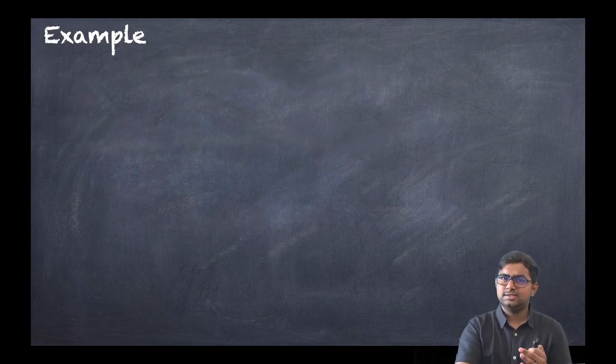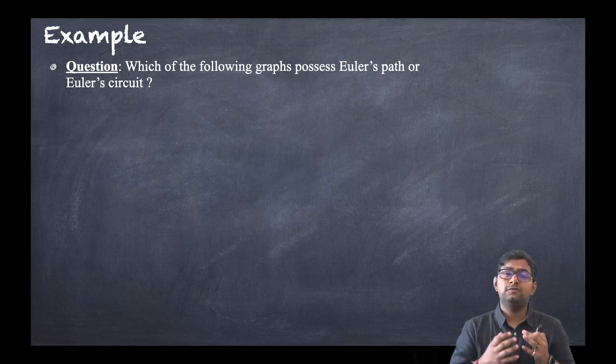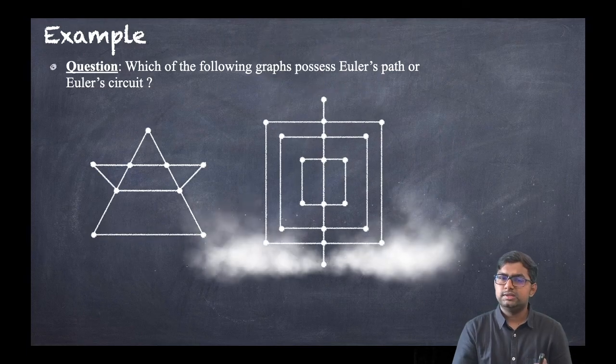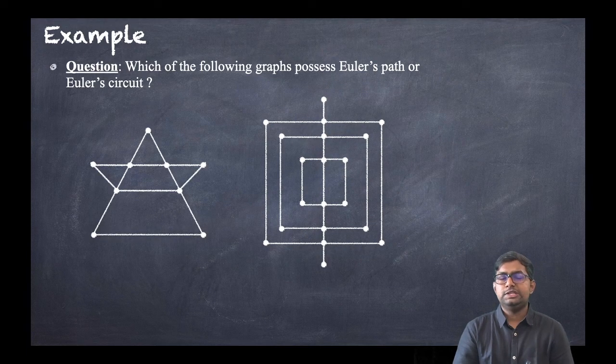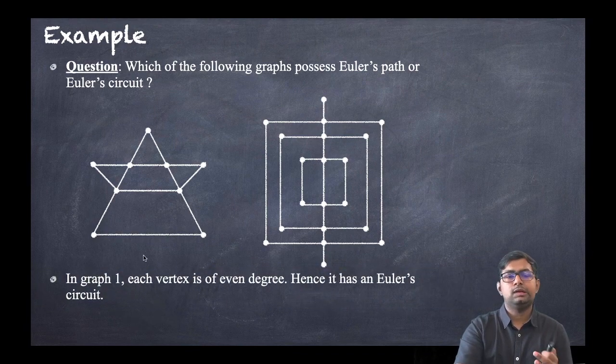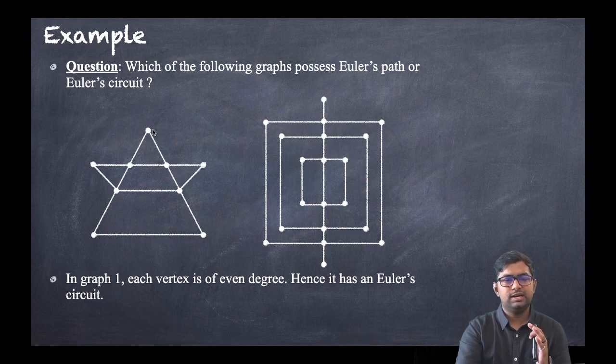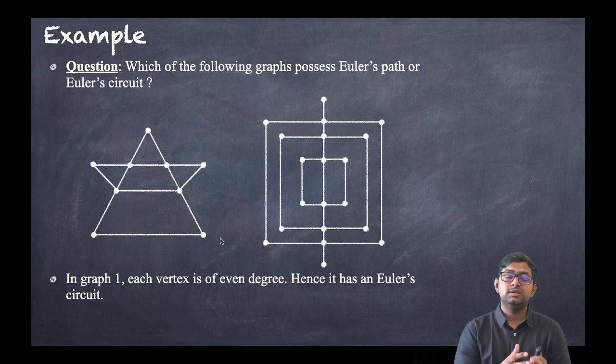Okay, now let us discuss an example. The question is, which of the following graphs possesses Euler's path or Euler's circuit? So just consider this graph and the second graph. Now see, the first one contains a path or a circuit. Now you can see that in graph 1, what is the degree of each and every vertex? The degree of this first vertex is 2. Here the degree is 4. Here also the degree is 4. Here the degree is 2. So we can see that each vertex is of even degree. So hence it is an Eulerian circuit.